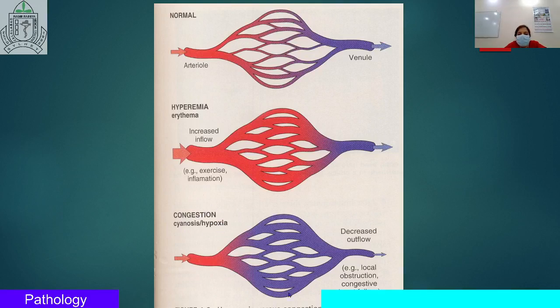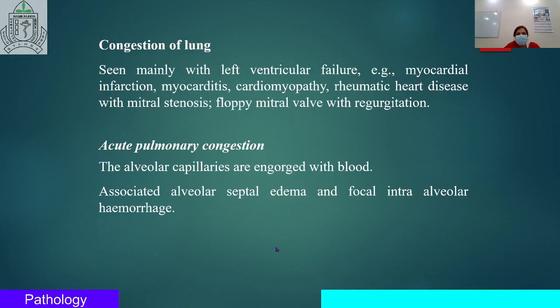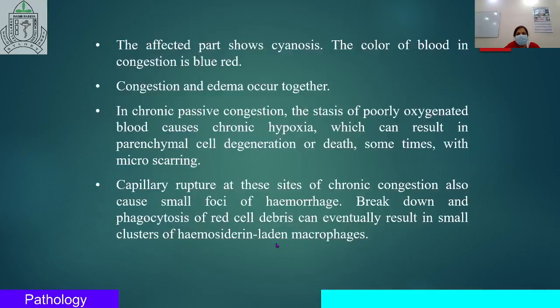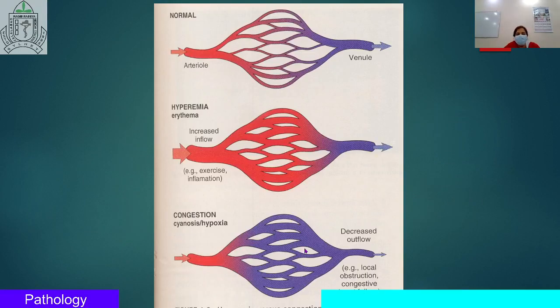And in congestion, there is a more bluish area as the venule is obstructed. There is local obstruction. The venule becomes obstructed, so there is increased cyanosed blood, deoxygenated blood, a collection of deoxygenated blood.